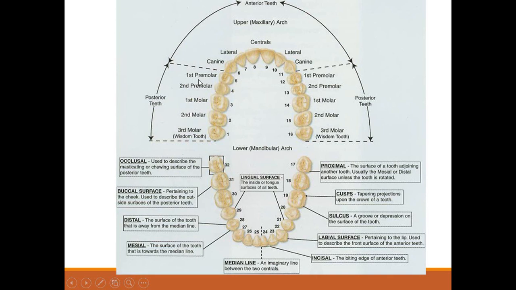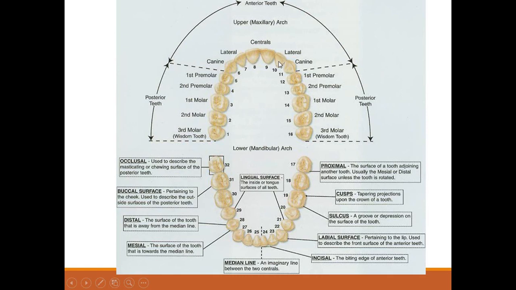These are the first and second premolars, also known as bicuspids. And then number 6 is your first canine. Lateral, number 7. Two centrals are 8 and 9. It's really important that you memorize 8 and 9 because it will give you that standpoint on the other numbers of the teeth when you're looking at a chart.